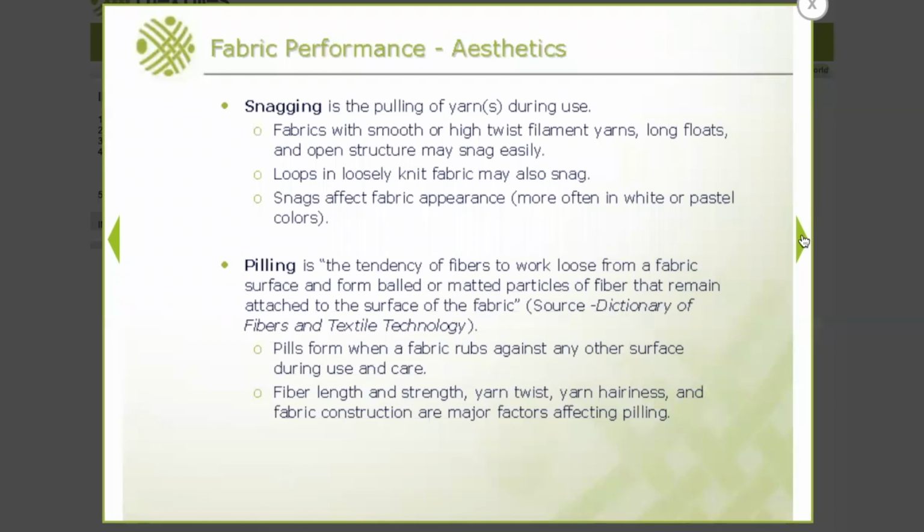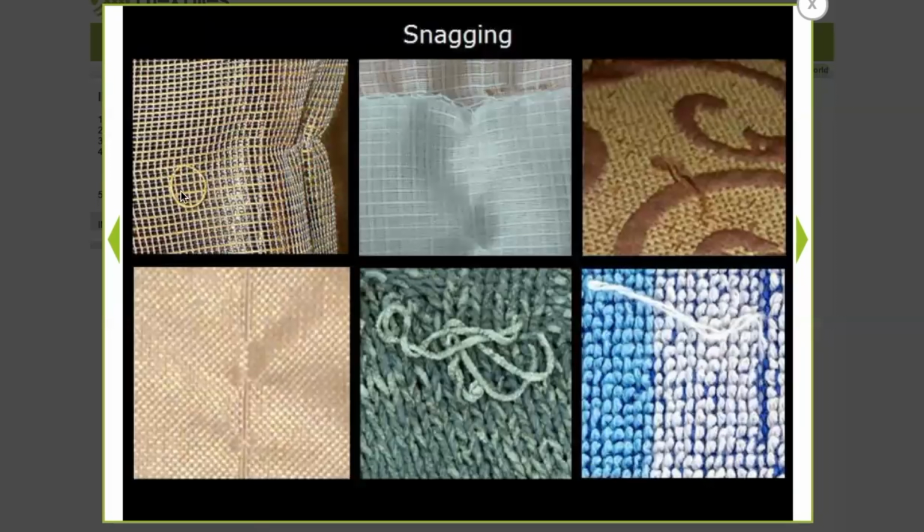Snagging is the pulling of yarns on the fabric. And these are some examples of snagging. So you can see when the yarns pull, it starts to give you these kinds of looks. Like this is a towel, the yarn snagged here. Sometimes one yarn will just get pulled out of the fabric and you will get a mark like this.